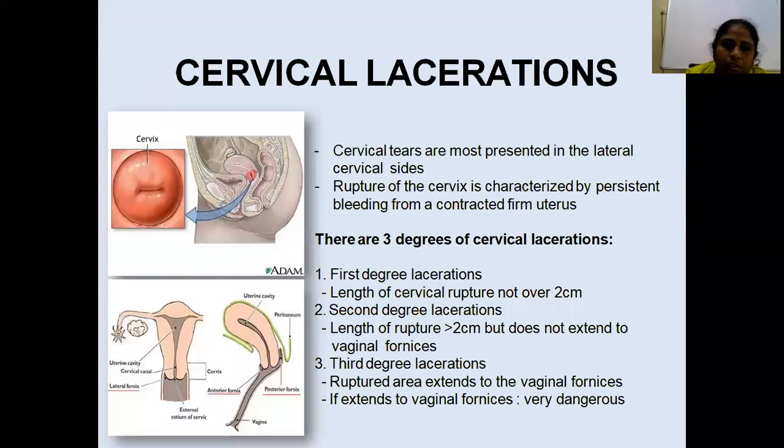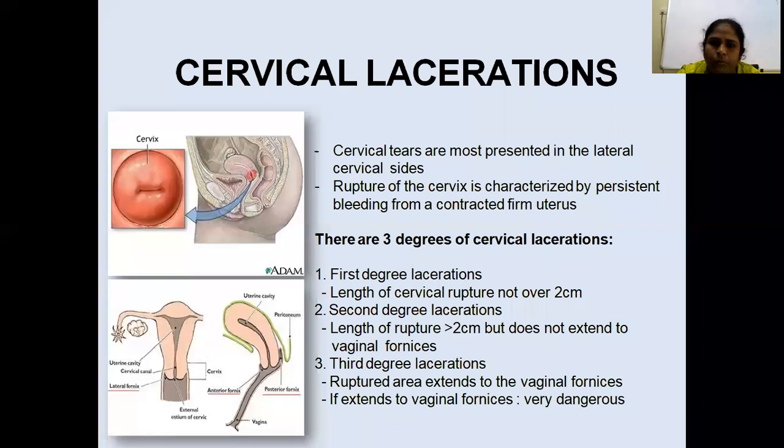Cervical lacerations. See, this is the cervix, upper lip, lower lip, this is the external os. These cervical tears usually occur on the lateral sides. Lateral tears means the tears usually occur on the sides. And there are 3 degrees of lacerations. First degree laceration is less than 2 centimeters. Second degree is more than 2 centimeters, but not extending to the vaginal fornix. Third degree means rupture extending to the vaginal fornix.